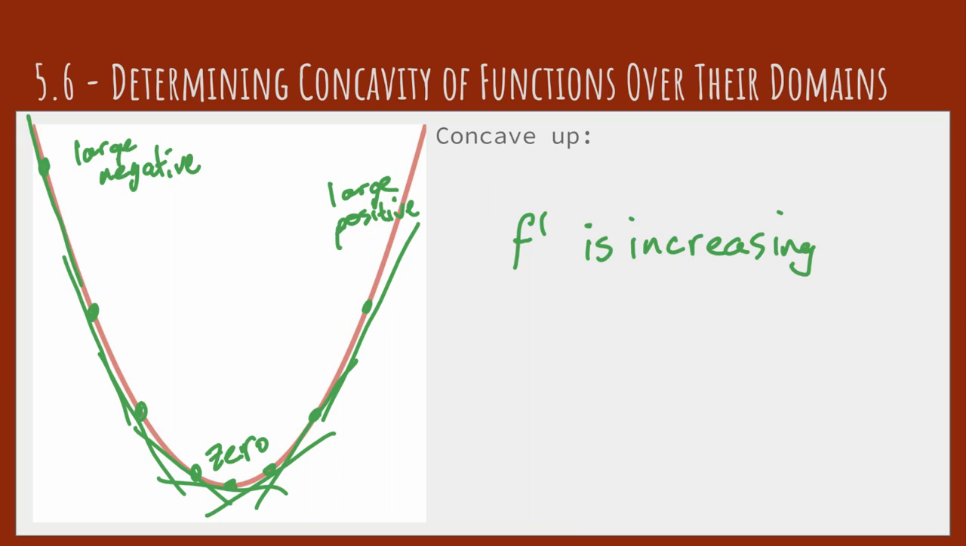Then if we want to know when something's increasing, we take the derivative of that and look for where that's positive. The derivative of f prime is f double prime, and we want to know where that's positive. We've talked about second derivatives before. Now we're actually going to use second derivatives to answer questions about concavity. If a function is concave up, then the second derivative is going to be positive.